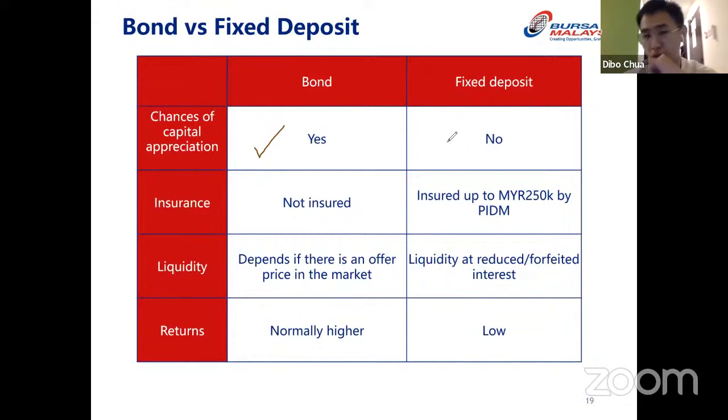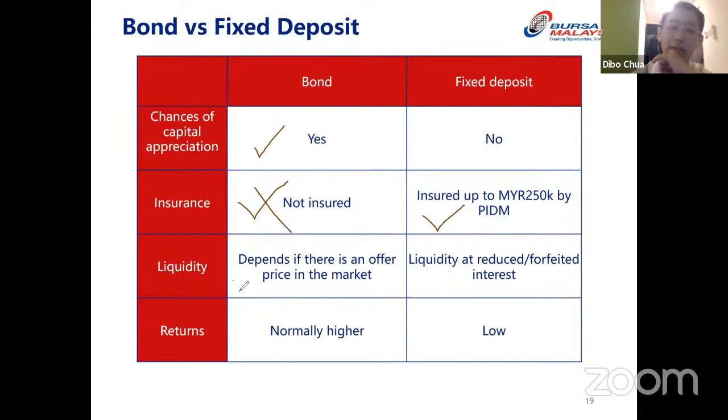For bonds, it's a different story. It goes according to your market condition. If your economy is going down very badly, your interest rate is cut, so you have the opportunity to sell your bond in Bursa, and then you're able to get a higher capital appreciation. Okay, but of course, insurance-wise, bonds are not insured, meaning there is no guarantee. Fixed deposit is insured, but up to 250,000, by PIDM.